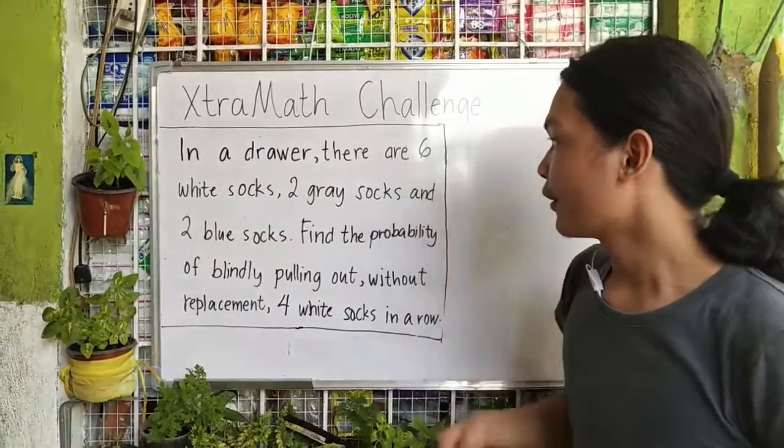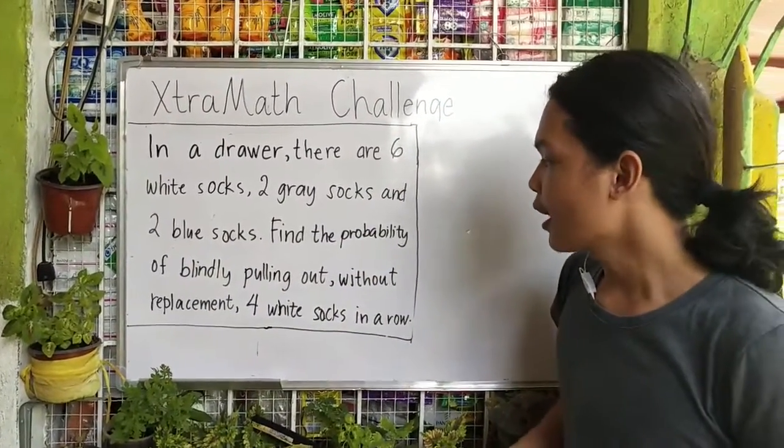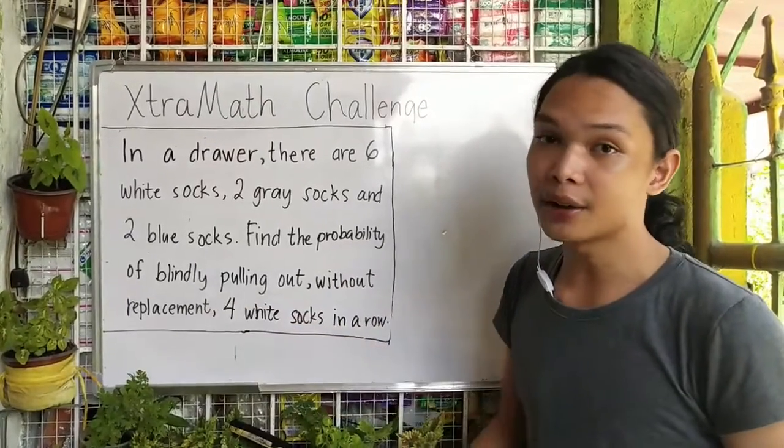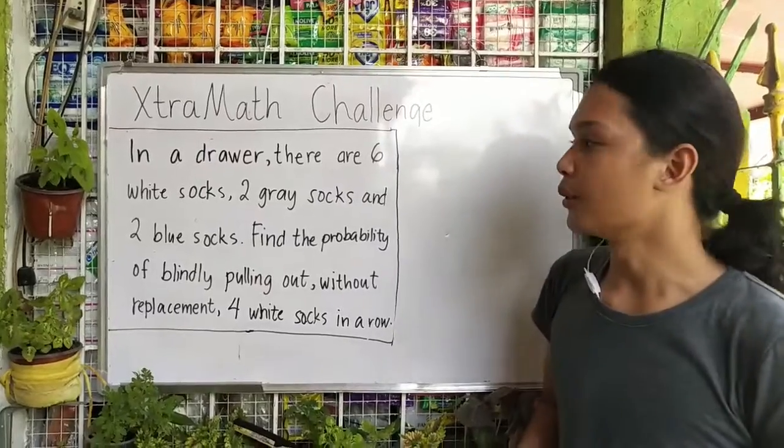In a drawer, there are 6 white socks, 2 gray socks, and 2 blue socks. Find the probability of blindly pulling out, without replacement, 4 white socks in a row.